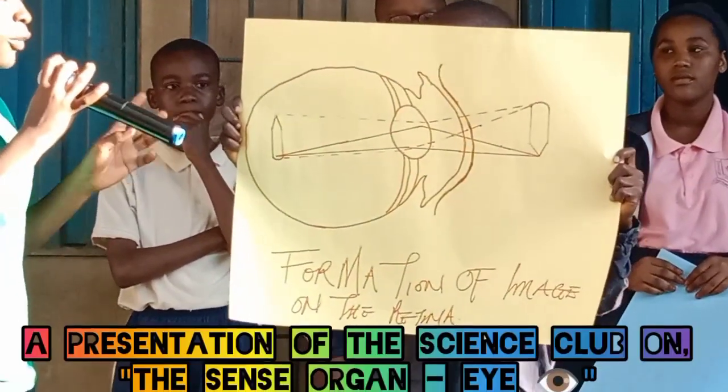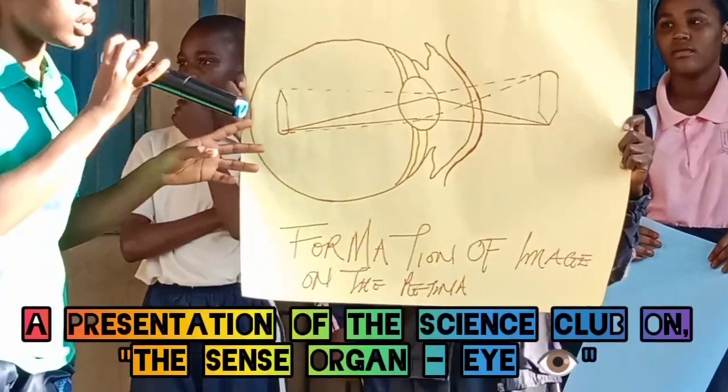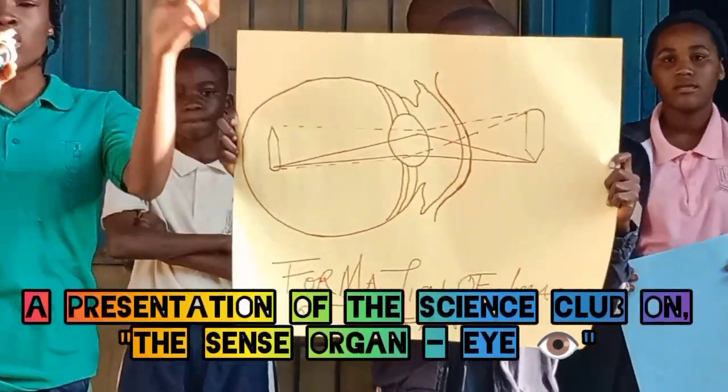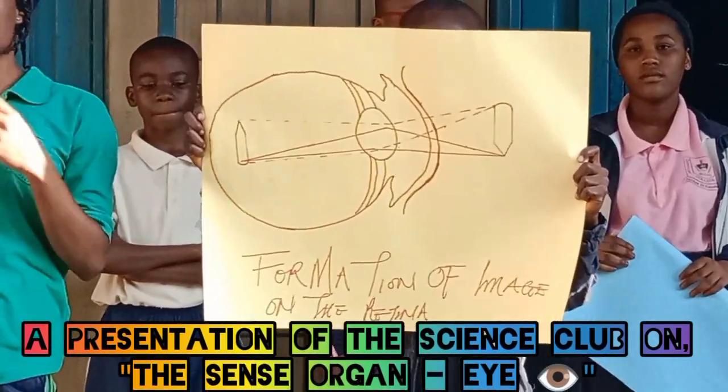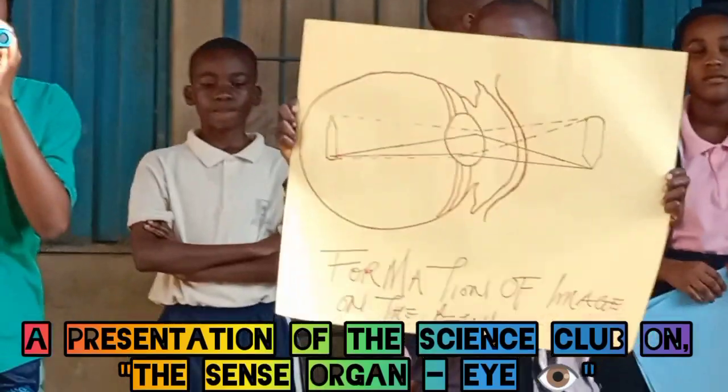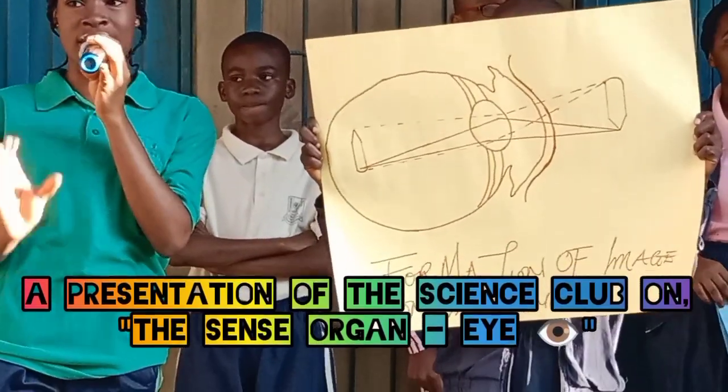When the light ray from the candle or pencil enters into the eye, and when it is going to be formed at the retina, it is going to be turned upside down. It is going to be inverted and small. But when the optic nerve picks up the sensation and takes it to the brain, it is then interpreted correctly and the image is formed.